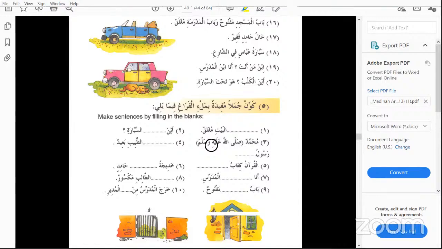Yes, sir. Can you read number 7? Ana Ibnul Mudarrisi. Translation: I am the son of the teacher. I am the son of the teacher, correct?